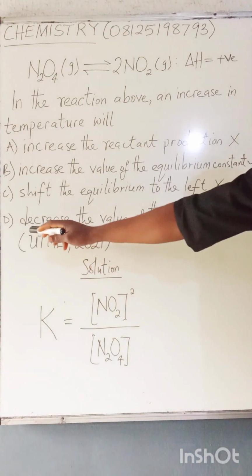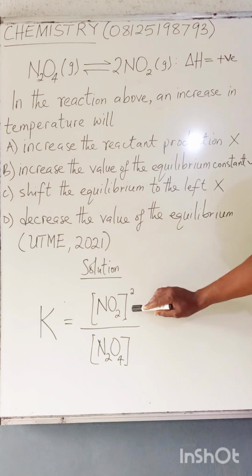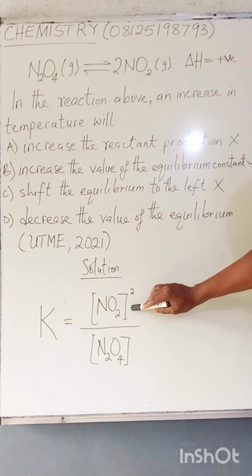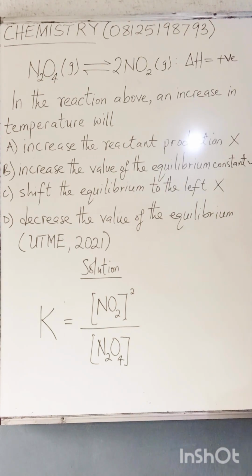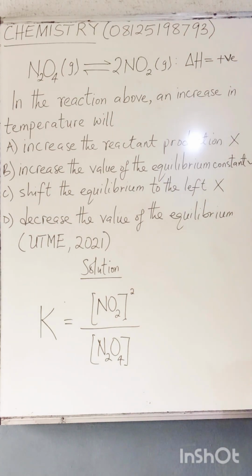And then option D says decrease the value of the equilibrium constant. Decreasing the value of the equilibrium constant here means decreasing the production of the products. And that is not what we have. Making this smaller and this bigger. No, that's not what we have here. So option D is not correct.